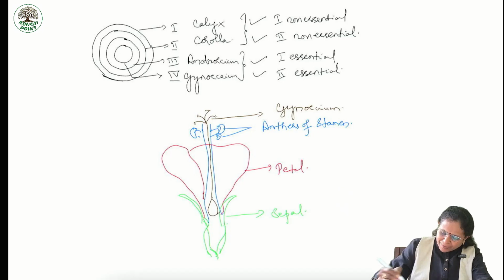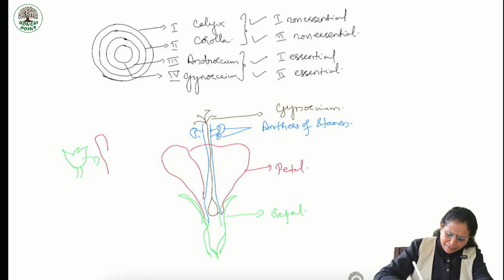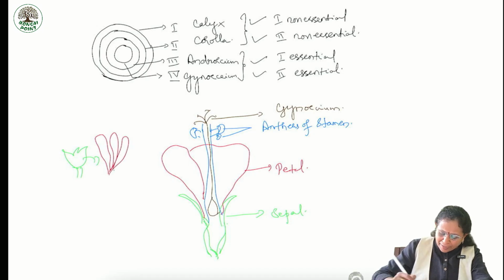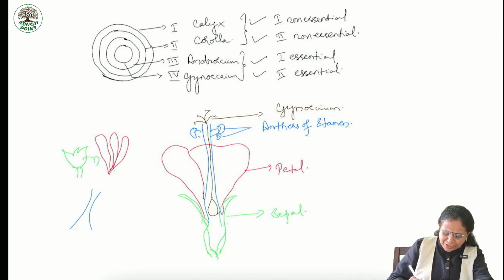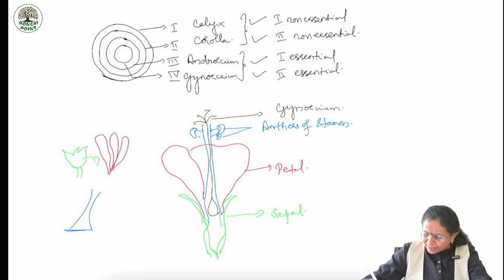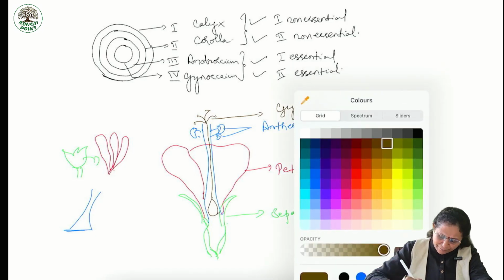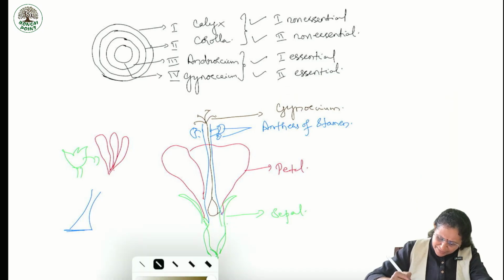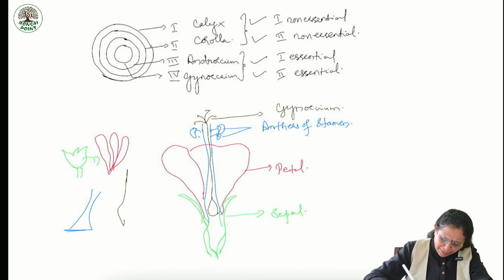The calyx appears like this completely. When you remove this calyx, you can see the base of the corolla. Okay, you can see the base of the corolla. On removing corolla, you can see the base of the andrecium. This is the base of the andrecium. On removing andrecium, you can see the base of the gynoecium. That is, it appears like this. You can see the base of the gynoecium.